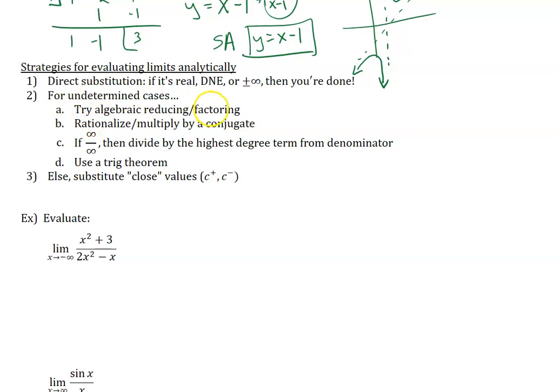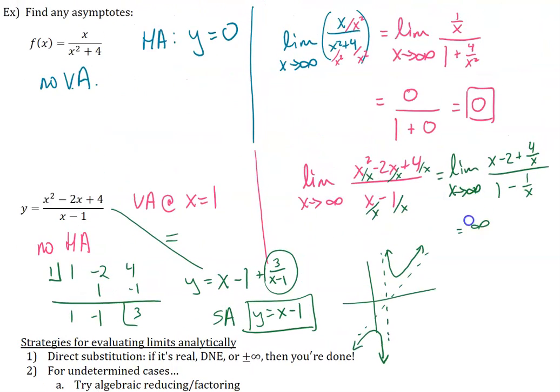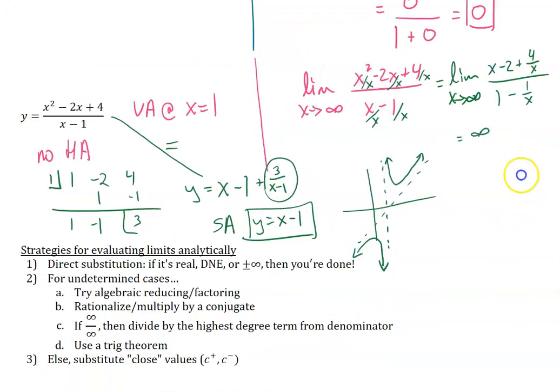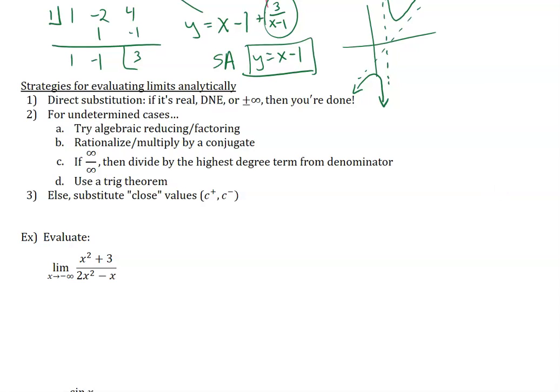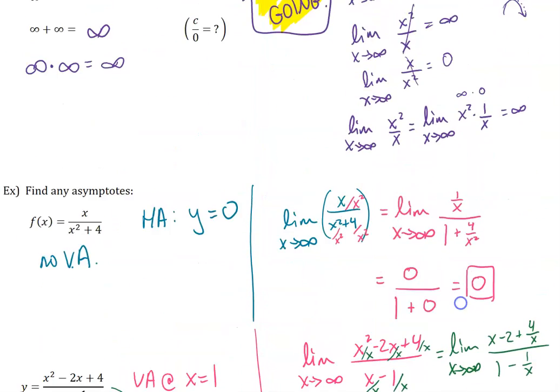Okay, so we can try some algebraic reducing or factoring. We can try rationalizing or multiplying by the conjugate. If we have infinity over infinity, this one is new, we divide by the highest degree term from the denominator, like we did over on this side. And then we also have that trig theorem of sine x over x as x approaches 0, so if applicable, we could use that. And then if none of those work, then we want to plug in close values, or consider it graphically instead.